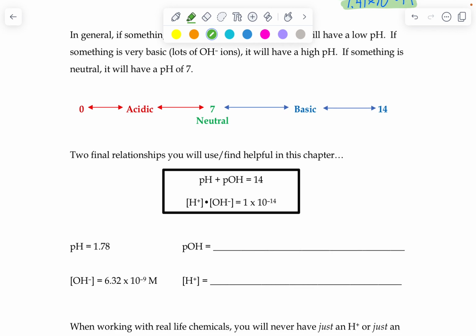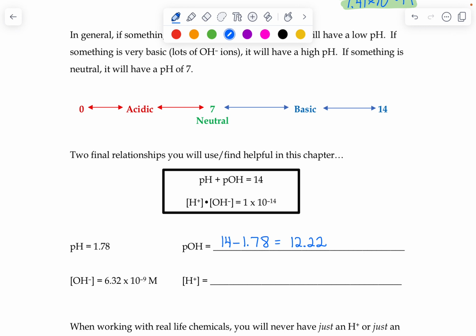Two final relationships you'll see and might find helpful in this chapter are that the pH and pOH always add up to 14. So if you knew the pH of your substance was 1.78 and you wanted the pOH, you could just subtract 1.78 from 14 and get your pOH. You can assume that 14 is a perfect 14, like 14.000000 goes on to infinity.